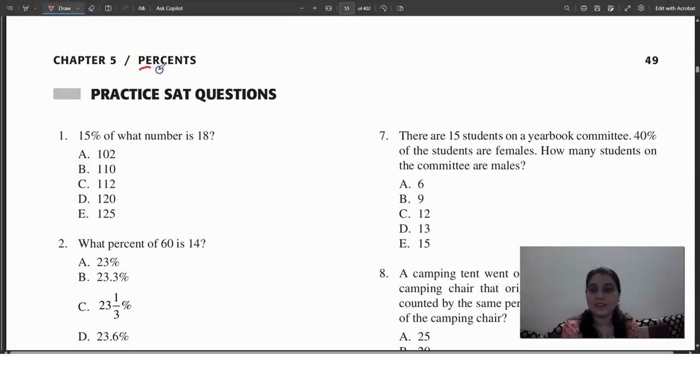Hello, let's try some percentage SAT questions. We'll start with the first one. We'll try 10 questions from this worksheet.